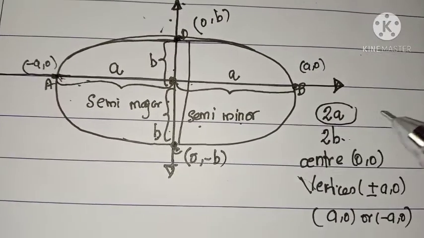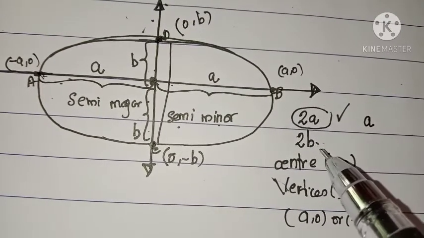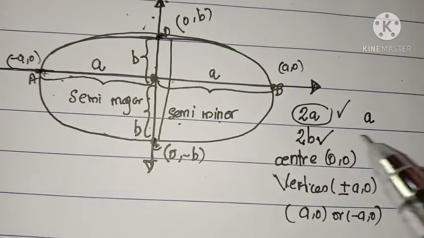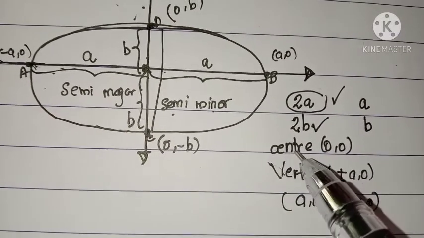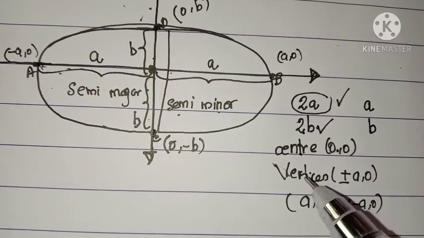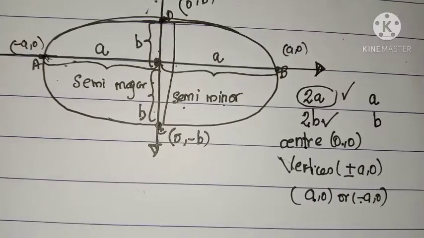So, major axis 2a, length of semi-major axis a, length of minor axis 2b, length of semi-minor axis b, center 0, 0, vertices a, 0 and minus a, 0.